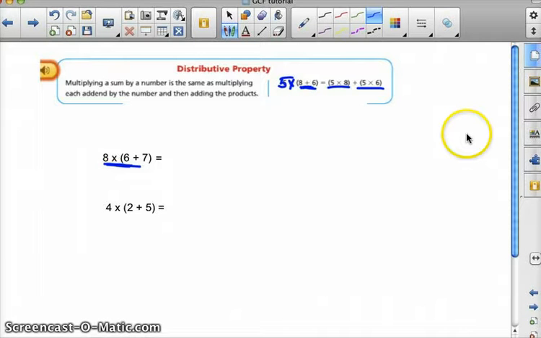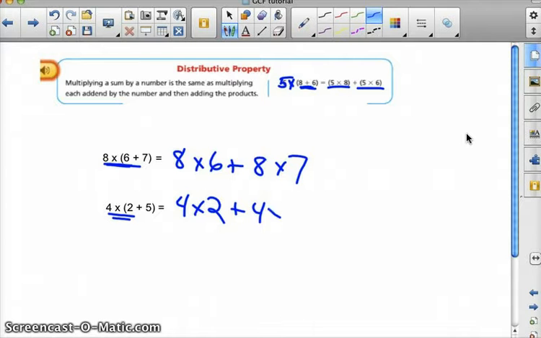So 8 times 6 plus 7 is the same as 8 times 6 plus 8 times 7. 4 times 2 plus 5, we're going to distribute the multiplication to each of the add-ins, is the same as doing 4 times 2 and adding that to 4 times 5.